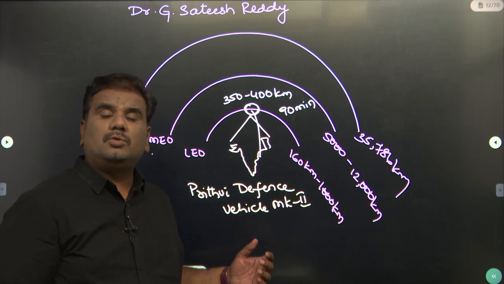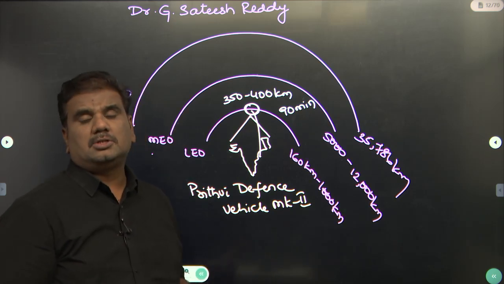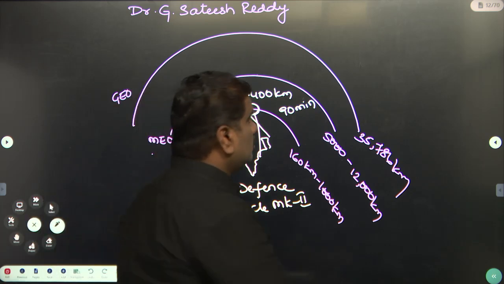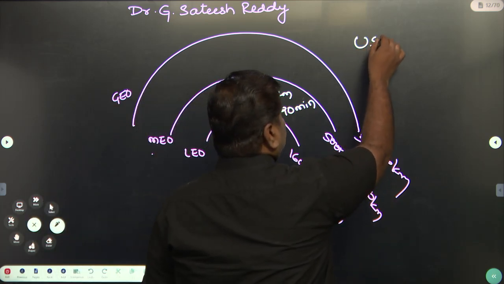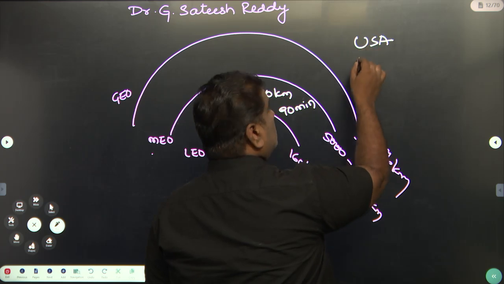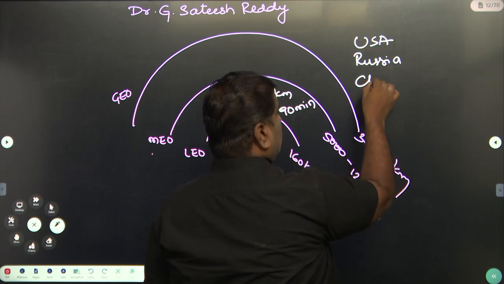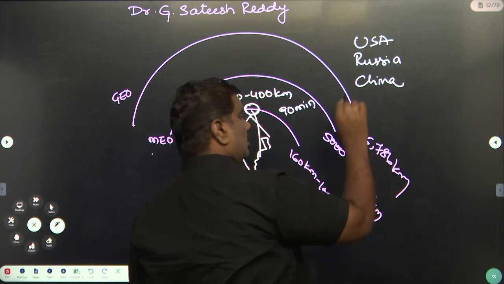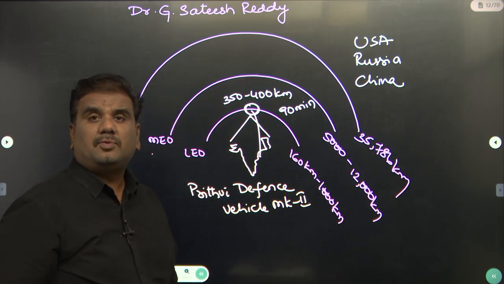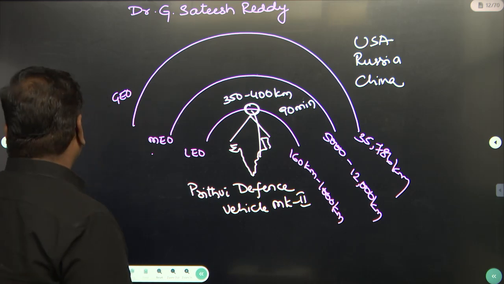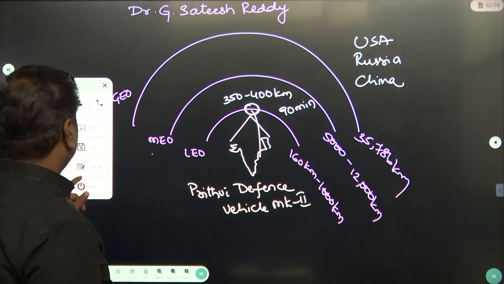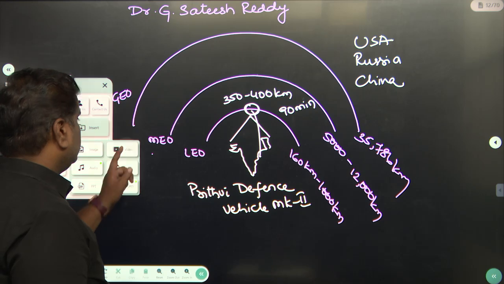India is the fourth country to have such technology. The first country is the United States of America, which already has this technology. Russia has this technology, and China has this technology. India is the fourth country in the world to have this technology.